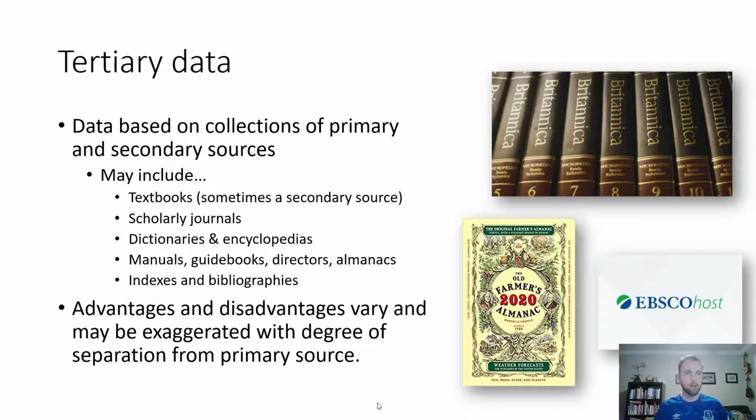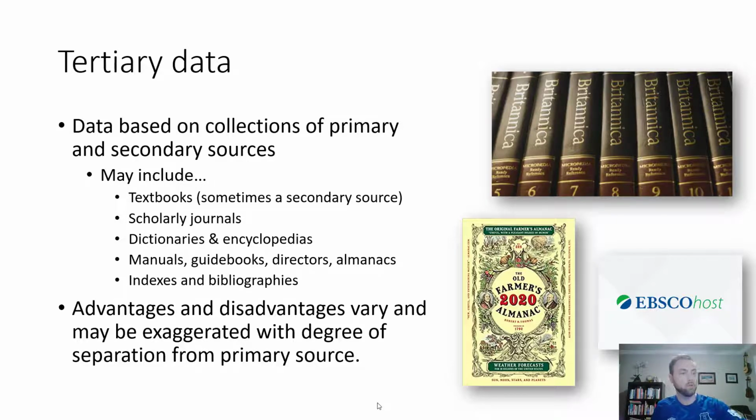Tertiary data are data based on collections of primary and secondary sources. Ultimately, this really comes down to what you can consider anthologies of data. So a textbook, right? Here you can see Understanding GIS is a collection of authors whose primary research was then collected by some other researcher, and then they present it to you. So you're essentially three degrees separated from the original research. Textbooks can also sometimes be a secondary source depending on the text itself.